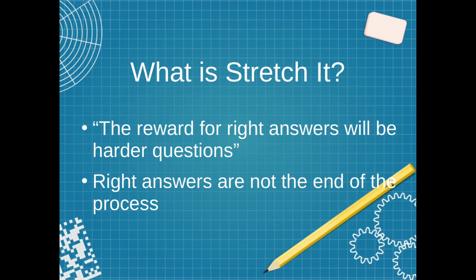We need to put this in context of my previous two videos, which were No Opt Out, where we take a non-answer to an answer, and Right Is Right, where we take a partially correct answer to a correct answer. And now we have a questioning technique where we take a correct answer and we extend it with harder questions, or, as we'll see later, recycling some prior knowledge. The important thing is that right answers are not the end of the process. When a student answers correctly, they need to expect that they're going to be asked to do more.